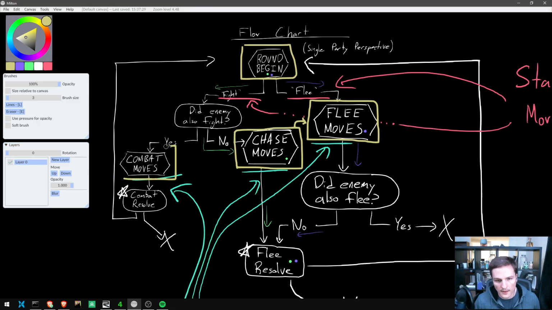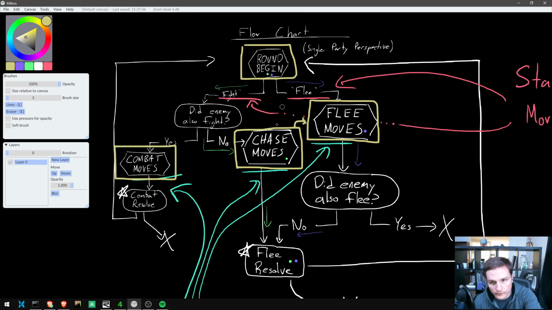Combat is a pair: each side picks some combat moves and then they get resolved. And that's what I've always done. It just started here. There's really nothing special about round begin. It's really just combat moves, resolve, loop. That's what I've been doing, right?